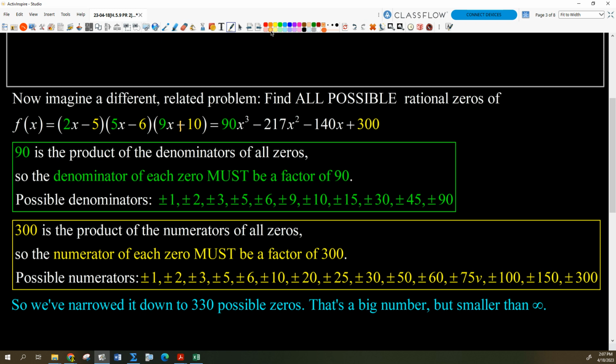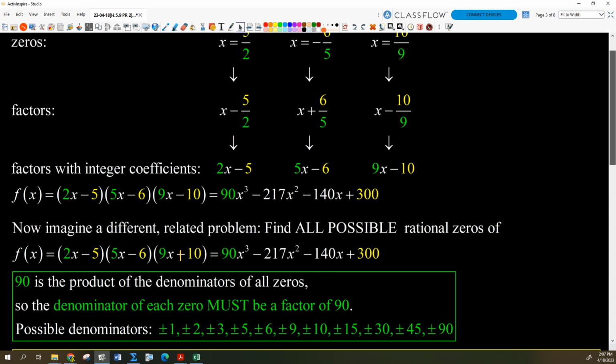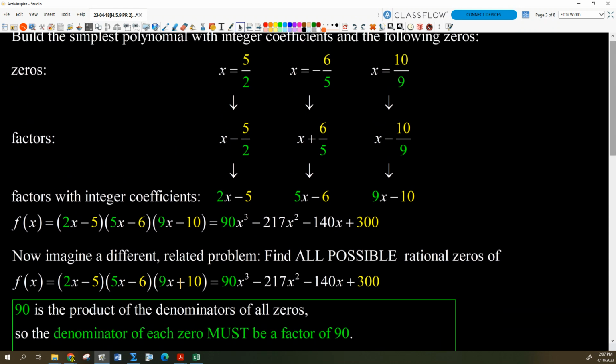Okay, and let's think now, if we're trying to figure out what were the possible rational zeros, well, okay, where did ultimately the 2 and the 5 and the 9 come from? Think back what we just did yesterday. Where those actually came from was our original zeros. Okay, so the 2 and the 5 and the 9 that multiplied to 90 started off where in our zeros?